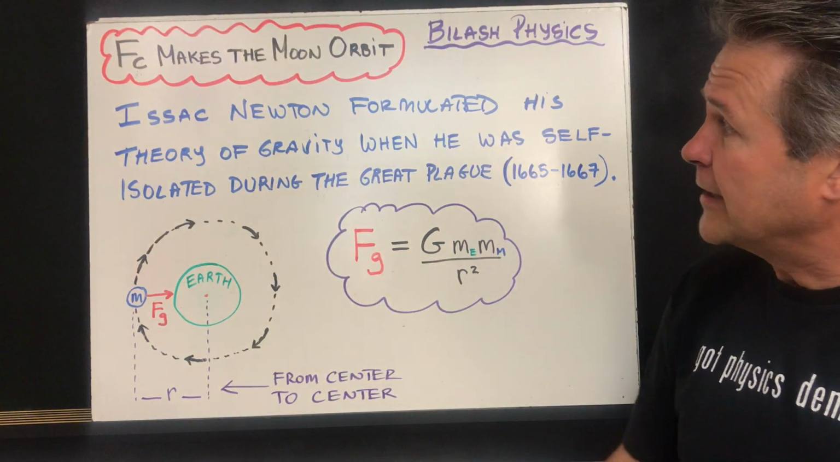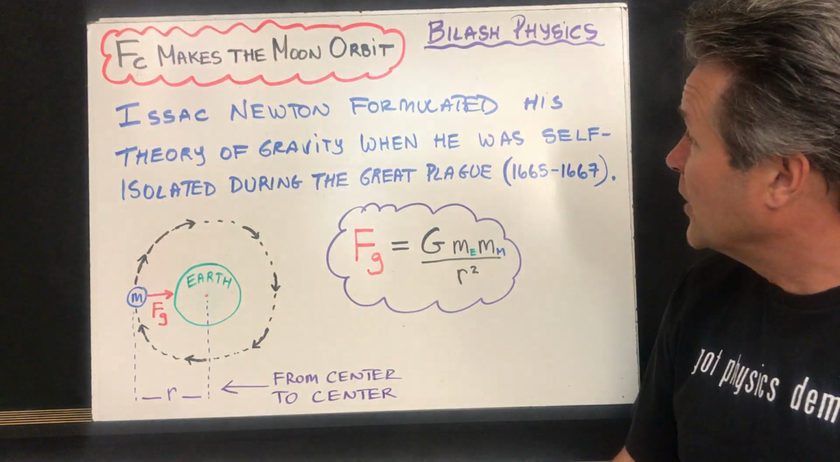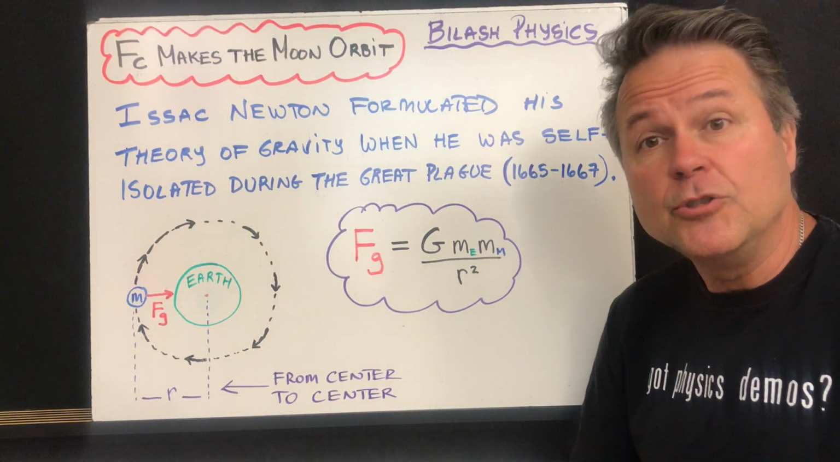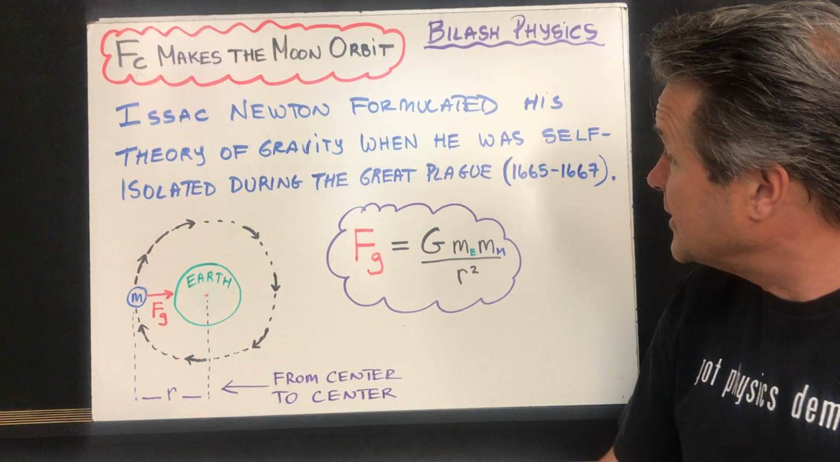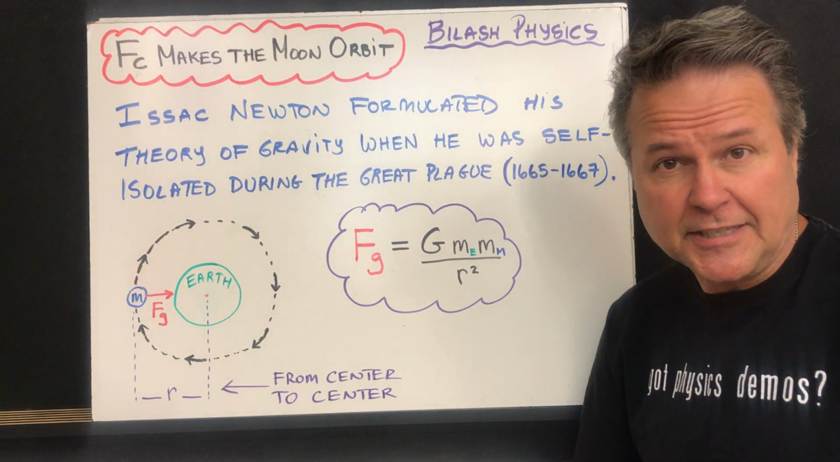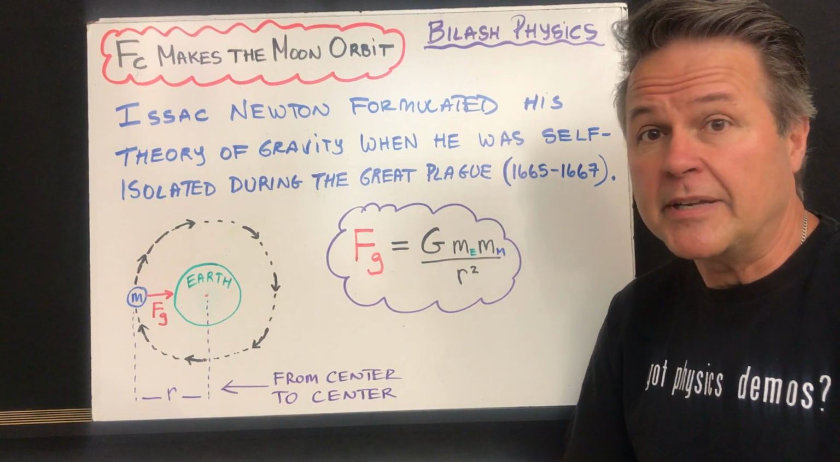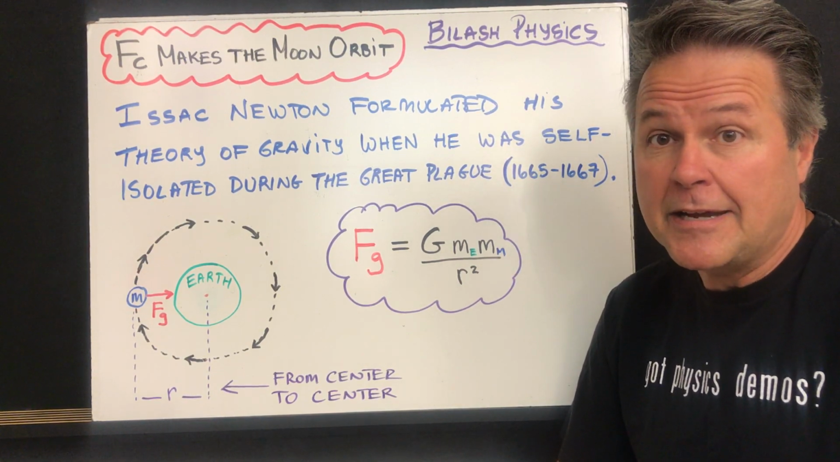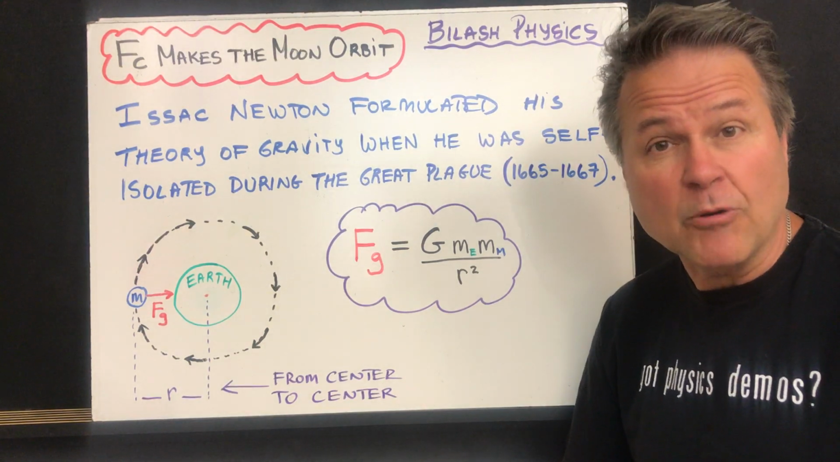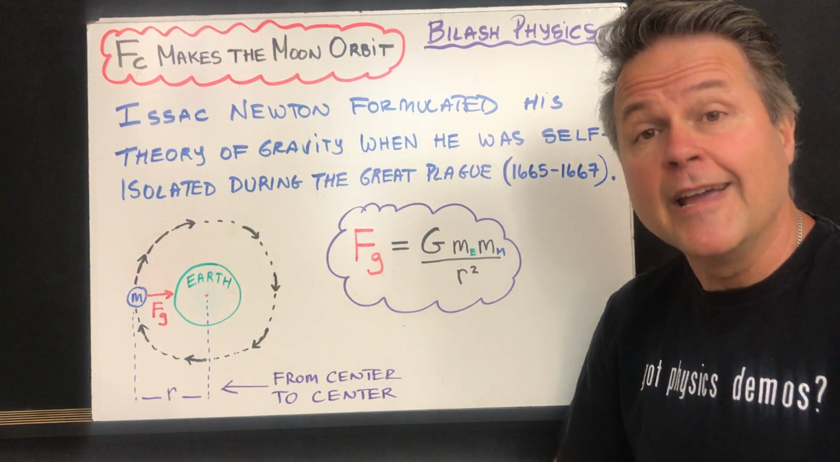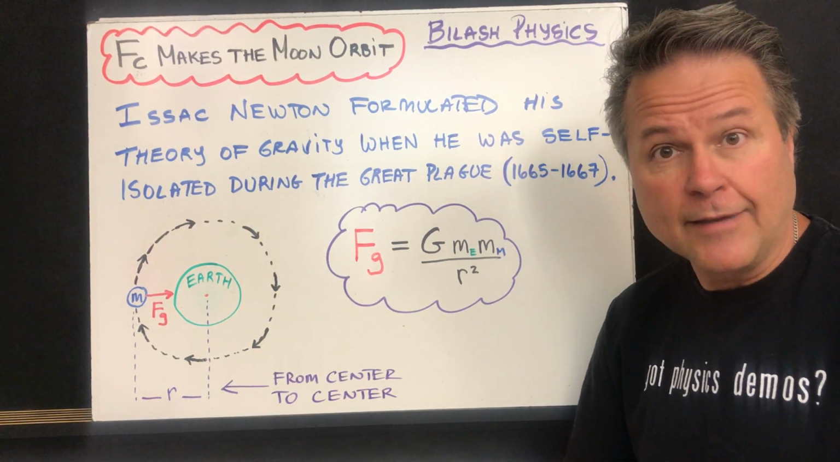Isaac Newton formulated his theory of gravity when he was self-isolating during the Great Plague of 1665 to 1667. He spent 2 years on the family farm away from everybody else, and to pass his time, he discovered what we now call Newton's three laws, and also Newton's law of gravity.